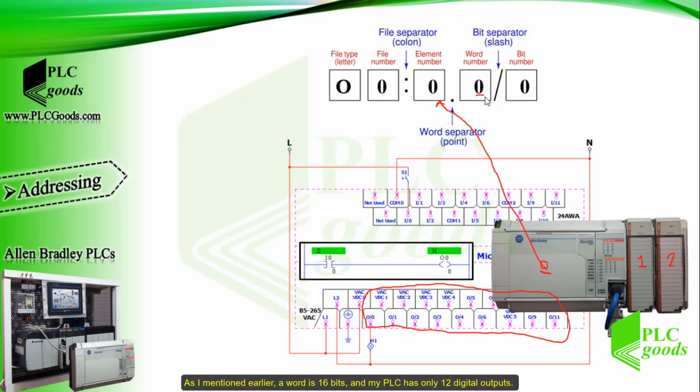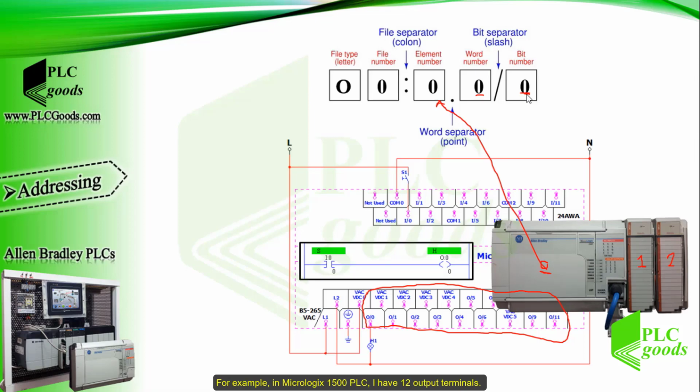As I mentioned earlier, a word is 16 bits and my PLC has only 12 digital outputs. So one word can store the status of my 12 digital outputs. Each bit of this word, from bit 0 to bit 11, can store the status of my 12 digital outputs respectively. Note that by default, the word number of each module starts from 0. After the forward slash, the bit number of the word or the terminal number of the I/O module is defined.